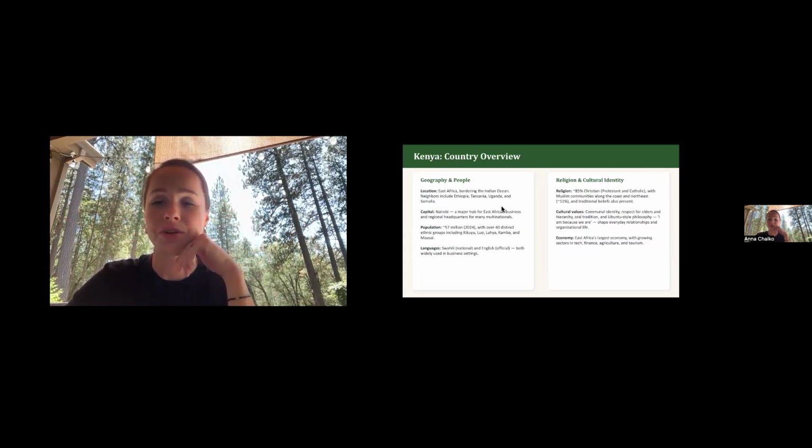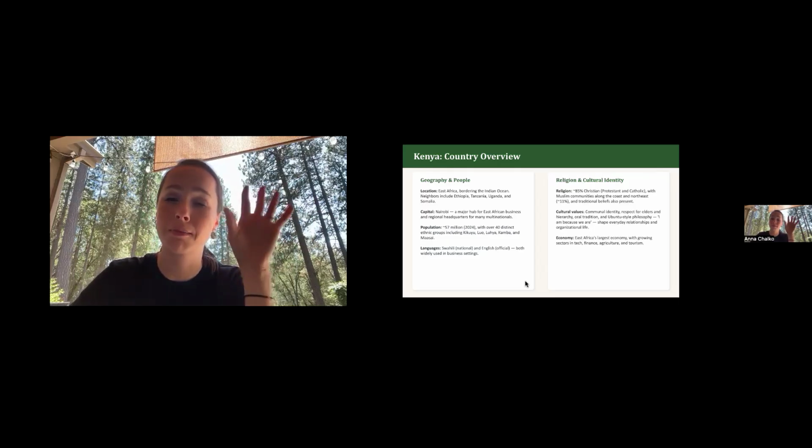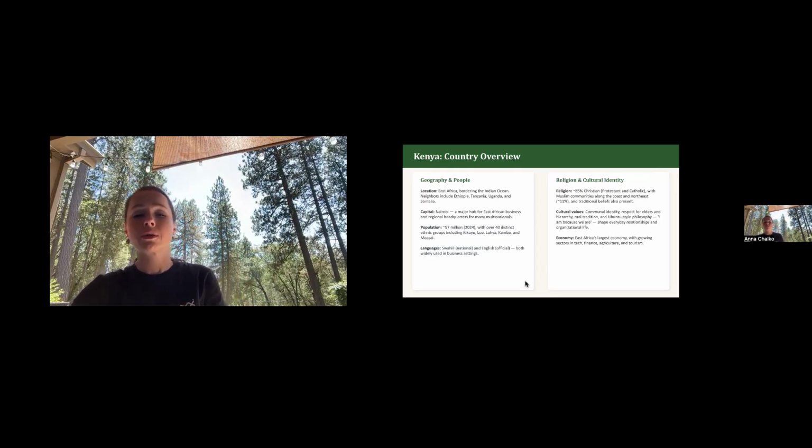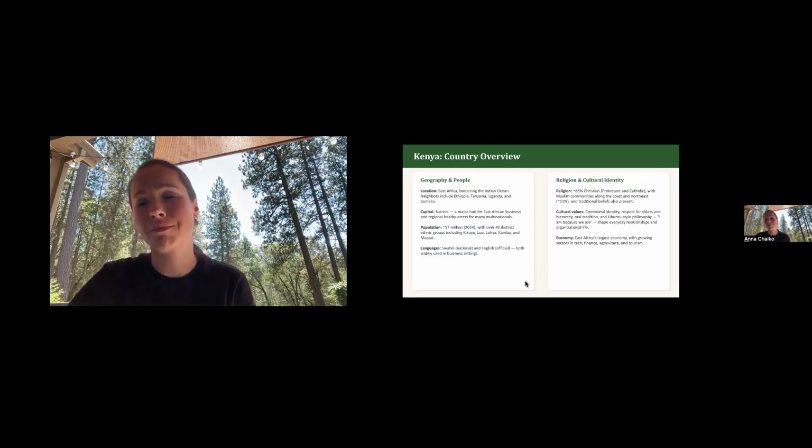Many international organizations and NGOs are headquartered here. We have over 40 distinct ethnic groups: Kikuyu, Luo, Kamba. Maasai is probably the most commonly known. The national language is Swahili, but everyone's also educated in English, so there tends to be a basic understanding in English, and both are widely used.